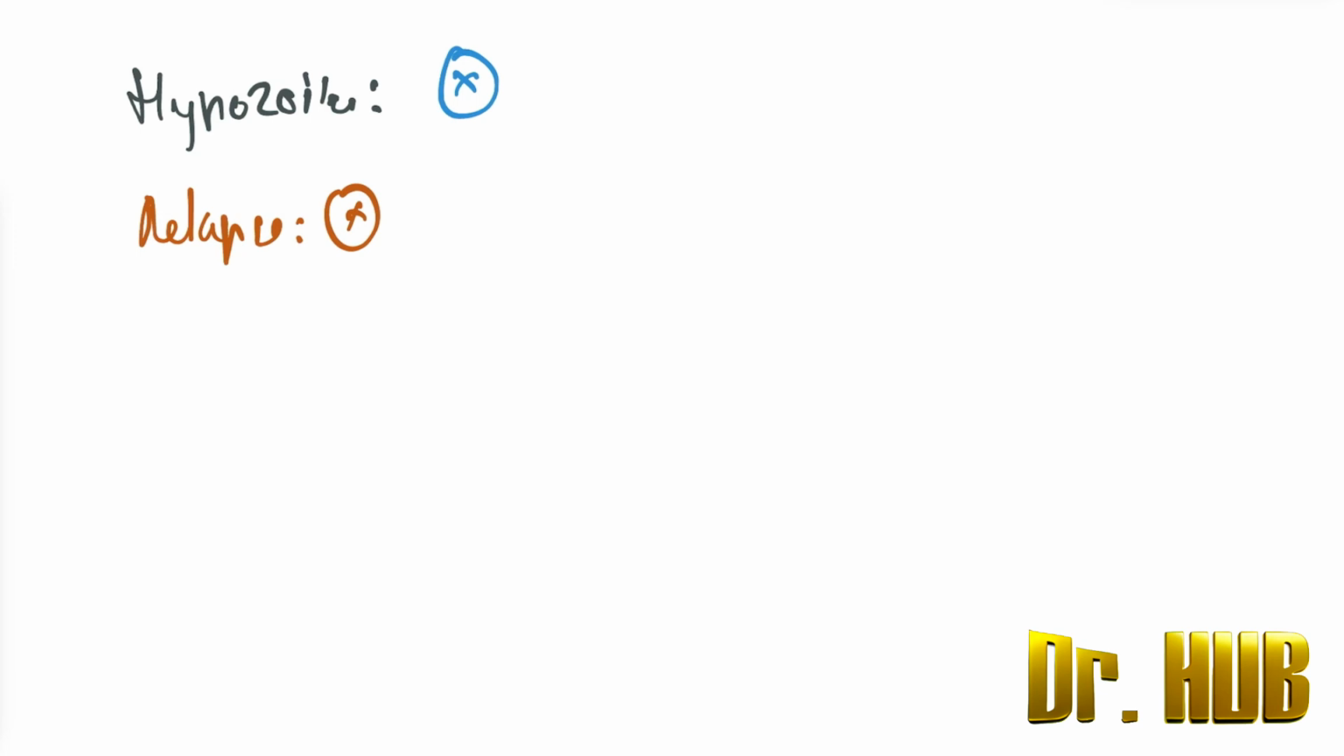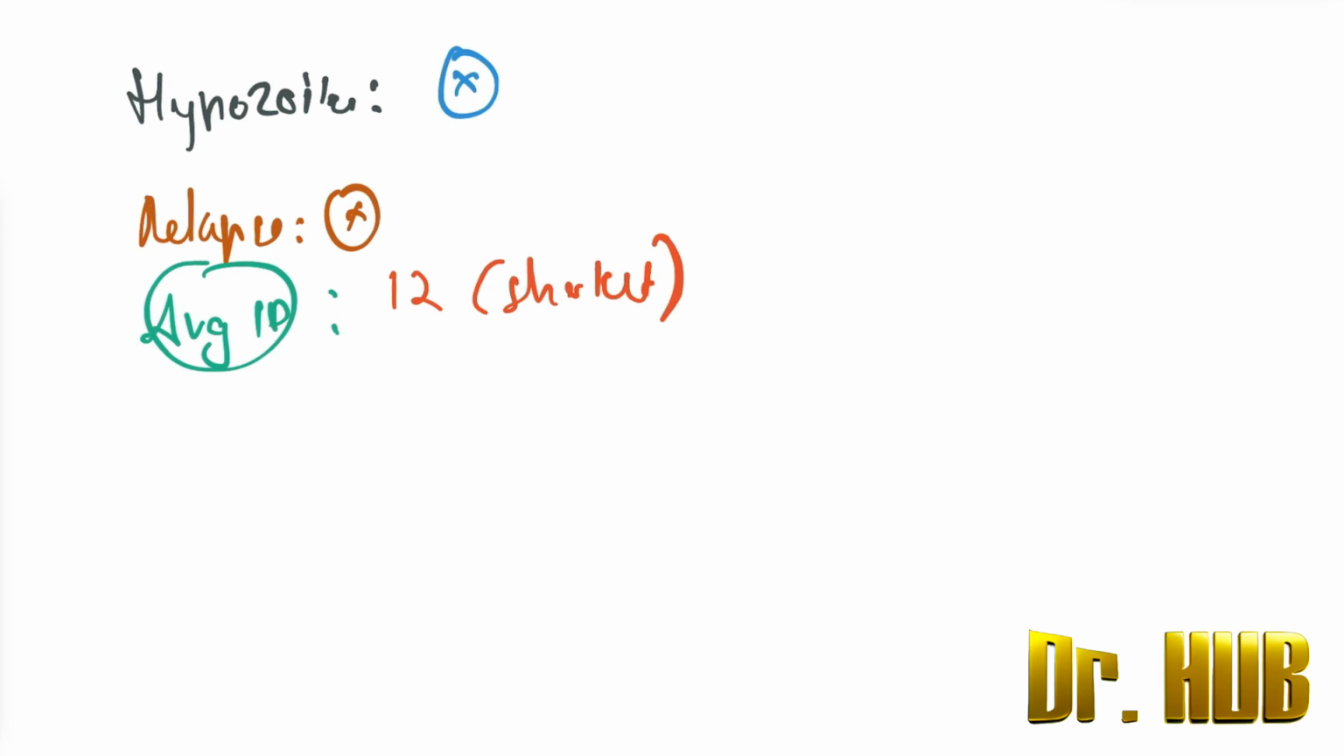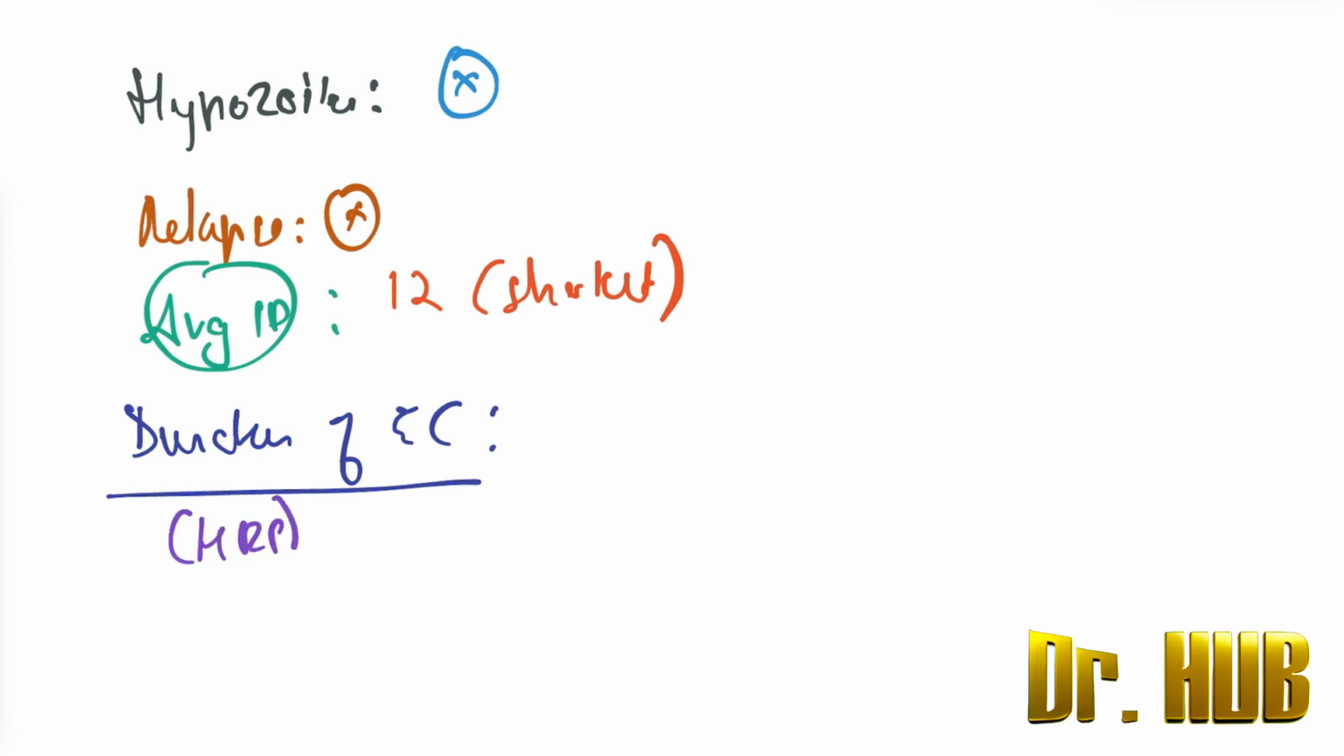And what is the average IP? The average IP, that is the incubation period, is going to be 12 days. It means falciparum is the shortest. Then we look at the duration of the erythrocyte cycle, which will be in hours. This is going to be 48, and it is the malignant tertian.